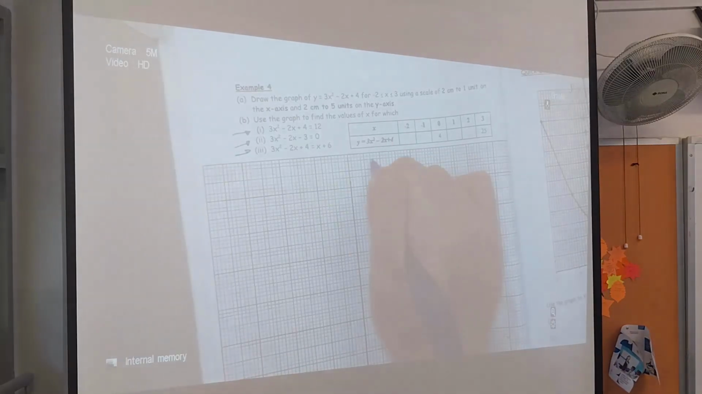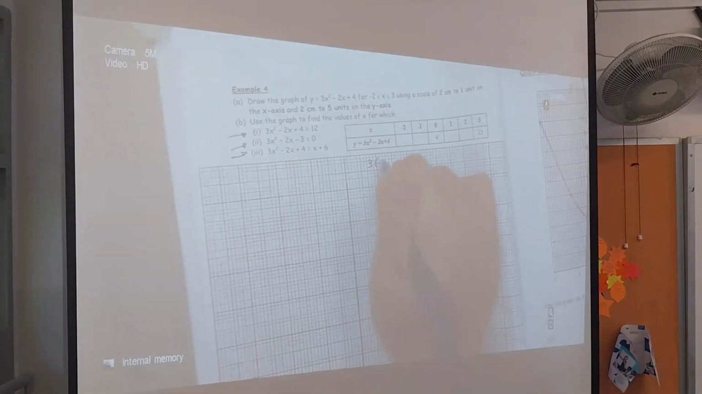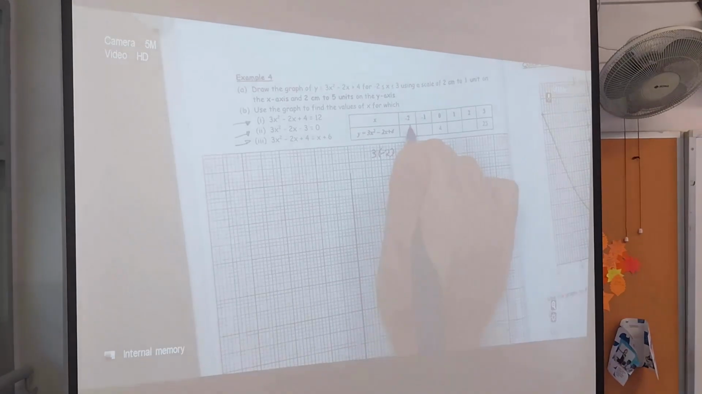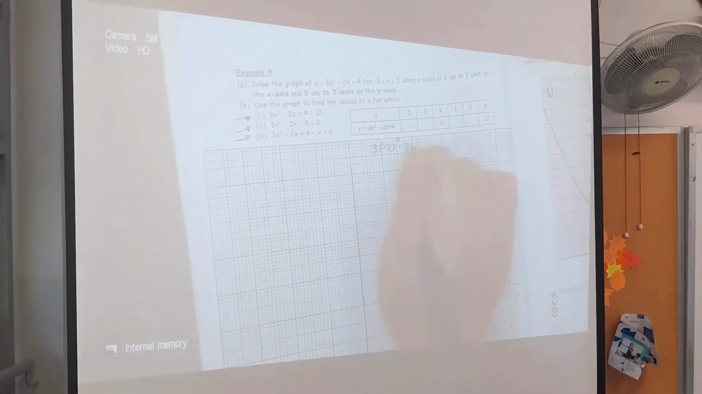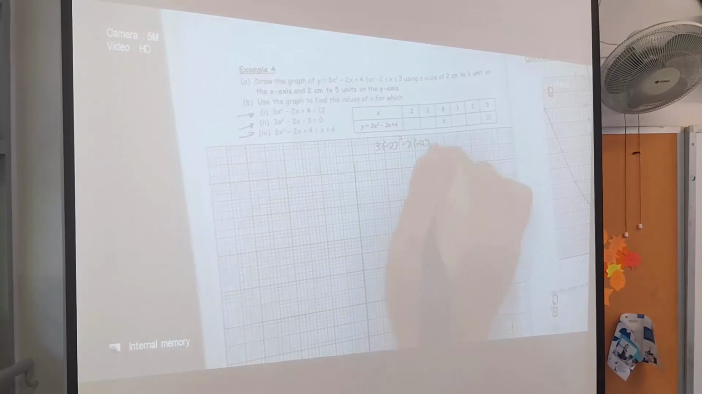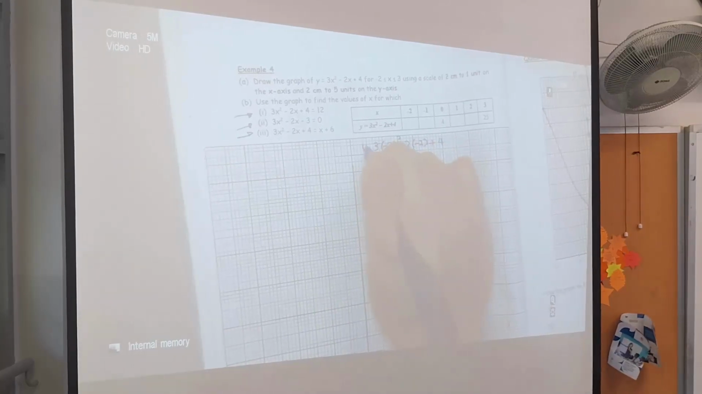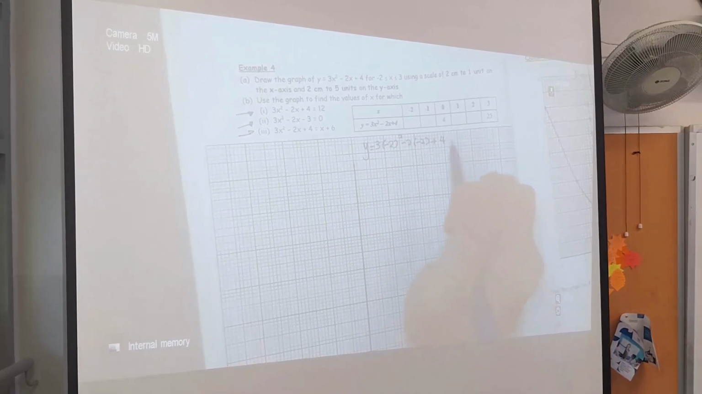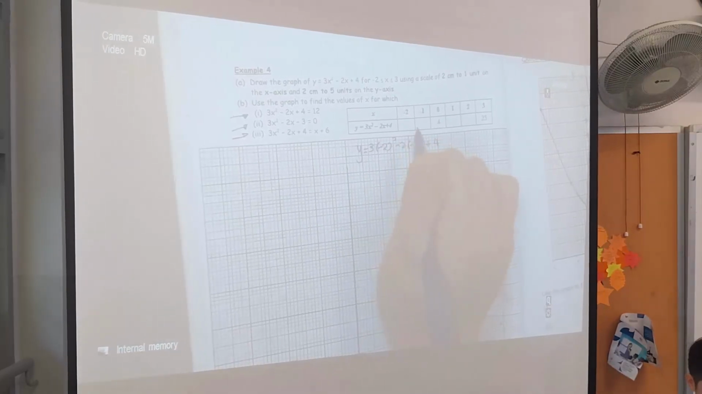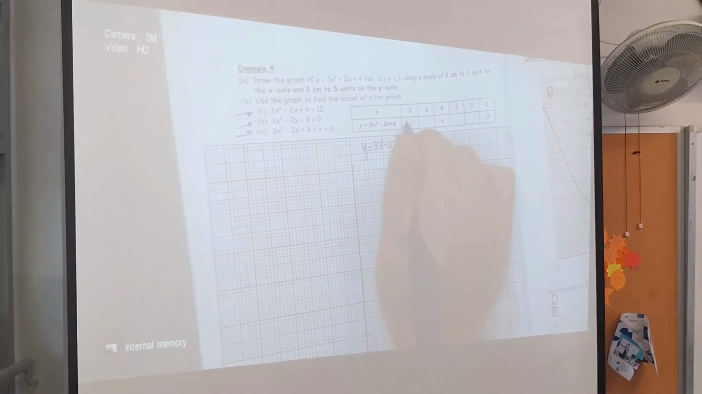So first, we will sub in the value of negative 2. Because the first x value is negative 2, we have 3 times negative 2 squared minus 2 times negative 2 plus 4. And that will give us the corresponding y values. Do you all get the y value? Yeah. The y value is 20. Very good. Thank you.